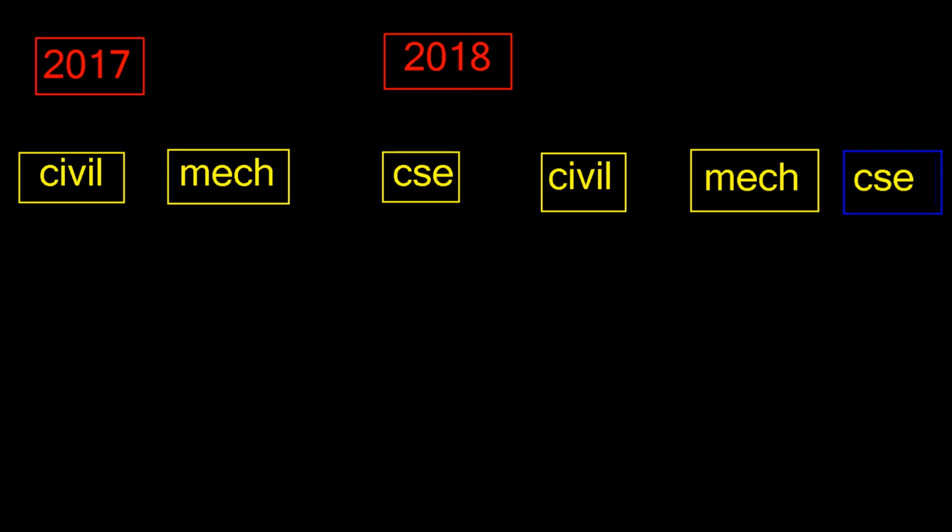So you can observe the types of branches. How many branches are there here? Only three branches. But the number of classrooms is six.